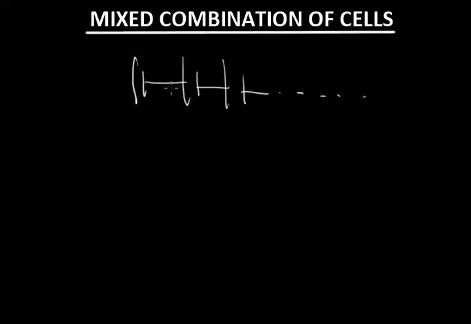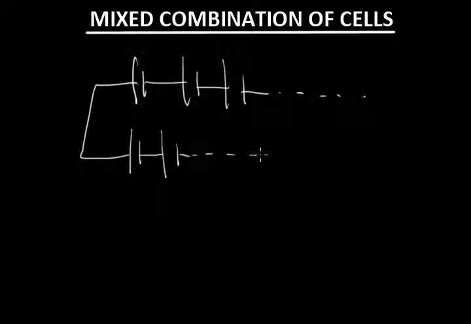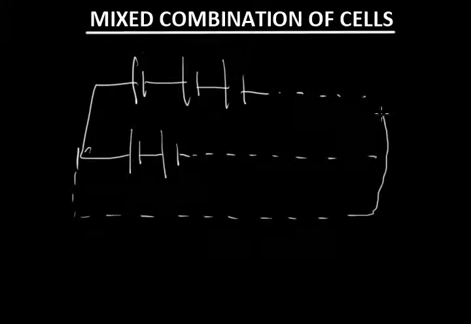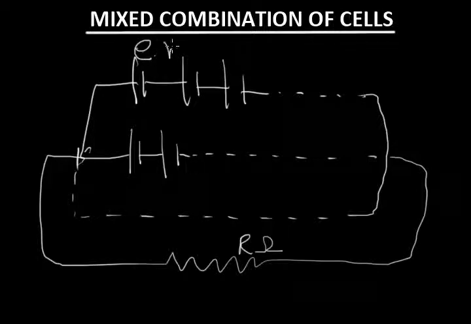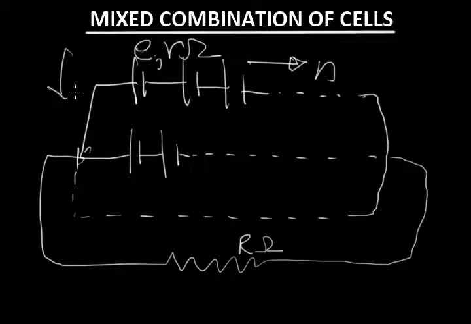We have a number of cells in each row and there are very many rows here. So like that it goes on. There can be many rows like this. And then this whole arrangement is connected to an external resistance which has a value of capital R. Now this is what we have for the circuit. Each of these individual cells are similar in type and each of them has an internal resistance of small r and an EMF of small e. And say there are n number of cells in each row and the number of rows is m.